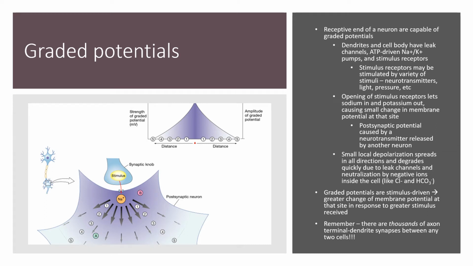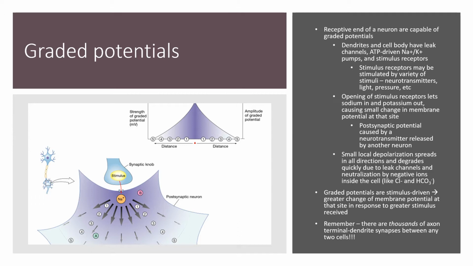So for the time being, we're going to be talking about the soma and dendrite end of the neuron. The receptive end of the neuron is the plasma membrane of the cell body, the soma, and the plasma membrane of the dendrites. Both the dendrites and the cell body are studded with those ATP-driven sodium-potassium pumps I was talking about, sodium, potassium, and chloride leak channels, and stimulus receptors. So receptors that, in most cases that we're talking about, are waiting to be bound by a neurotransmitter to open and do work.